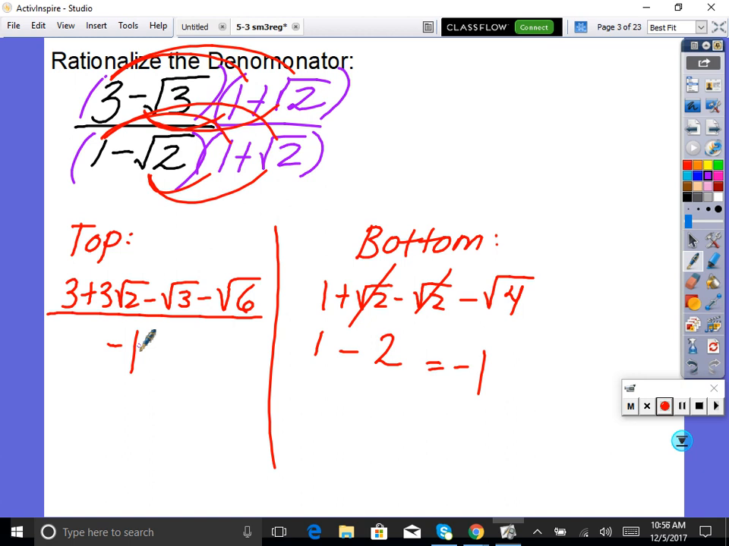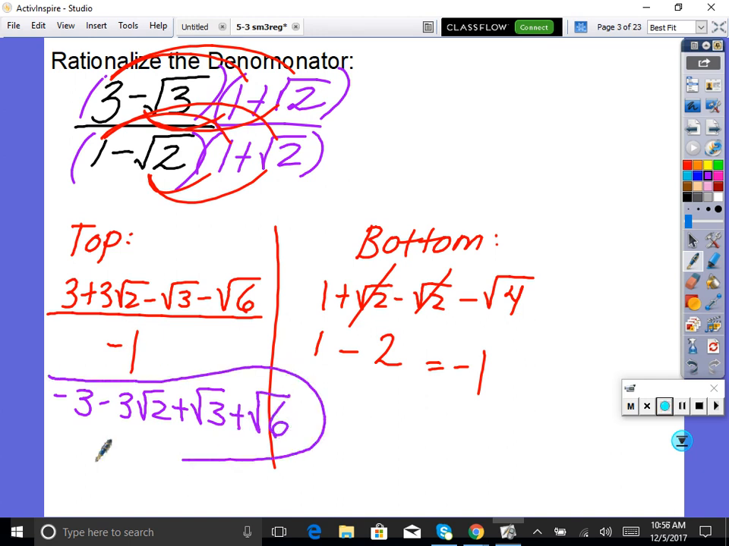Sorry. 3 divided by negative 1. 3 root 2 divided by negative 1 is negative 3 root 2. Negative root 3 divided by negative 1 is positive root 3. Negative divided by a negative is a positive. And anything divided by 1 is just itself. So that would be our final answer there. That is such a good problem to remember for the test.